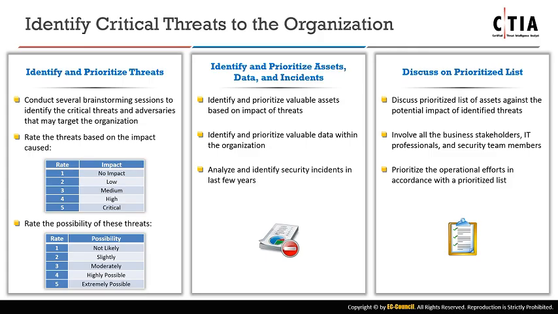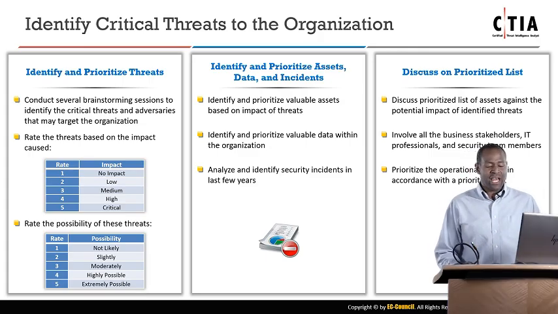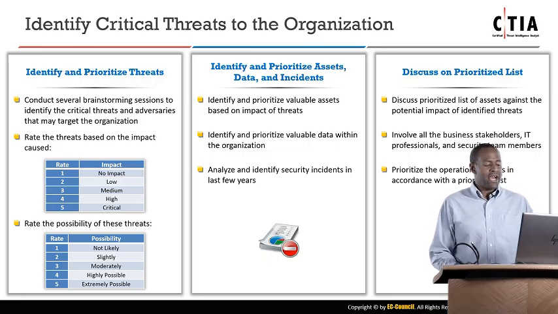And then we prioritize the operational efforts in accordance with that list. And so we go with the 5 5s, right? The ones that have the critical impact and are extremely possible. So we go for those first and prioritize them. And the least priority are going to be low impact and not likely.